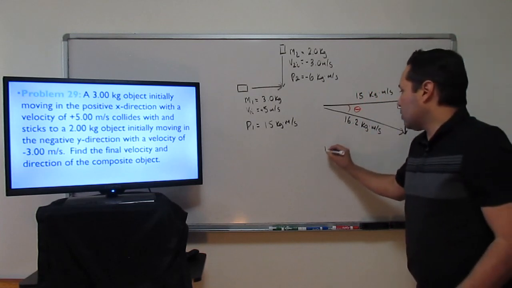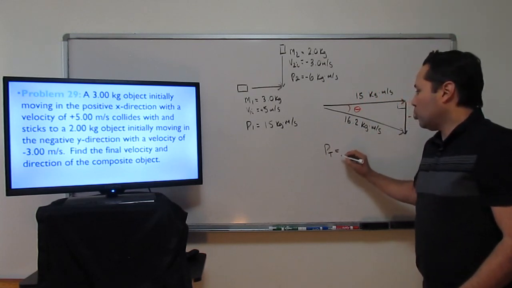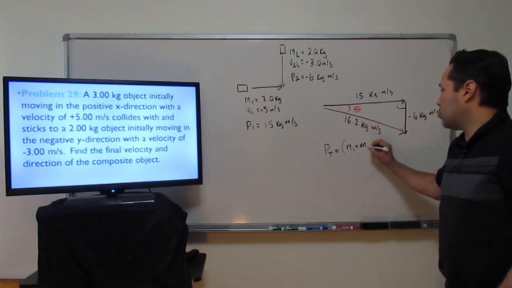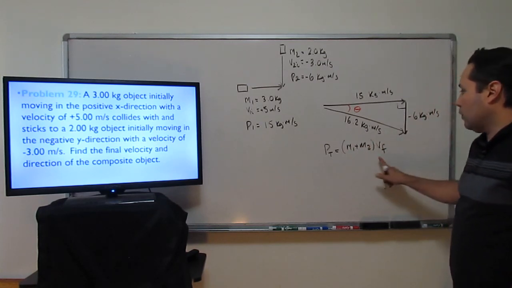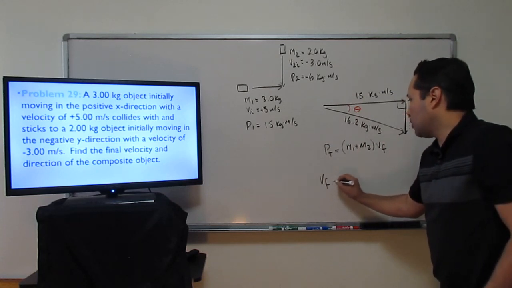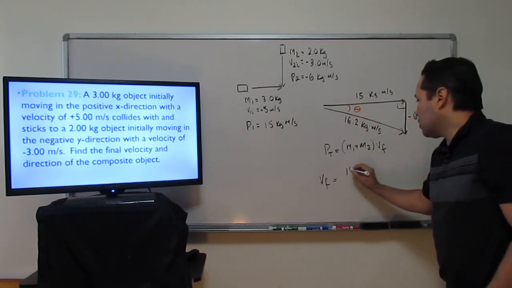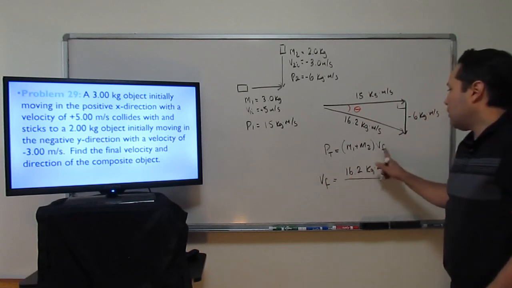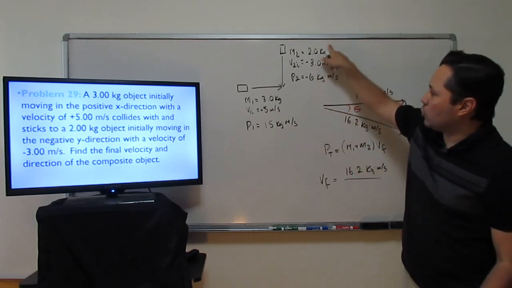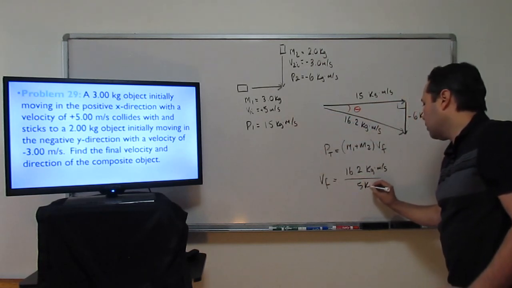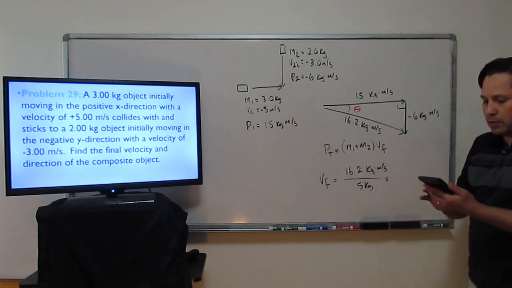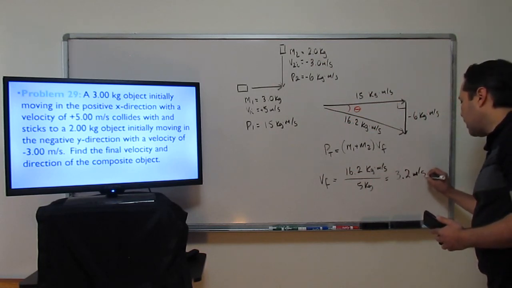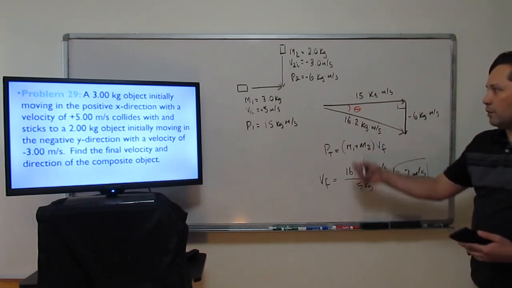If that's our total momentum, and the total mass is the mass of object 1 plus the mass of object 2, that will give us our final velocity. So the final velocity is the total momentum, 16.2, divided by the total mass. This is 2, that's 3, so it's 5 kilograms. So it's going to give us a final velocity of 3.2 meters per second. That is the final velocity of the wreckage.